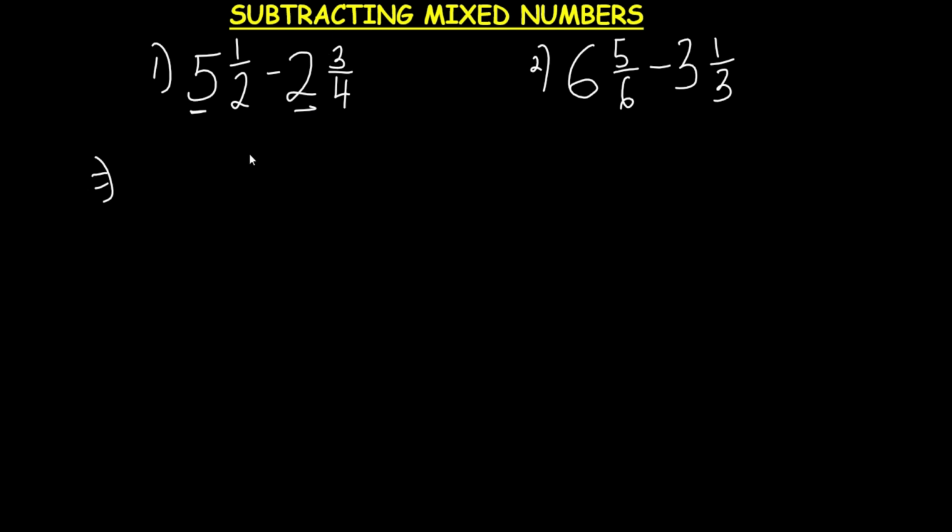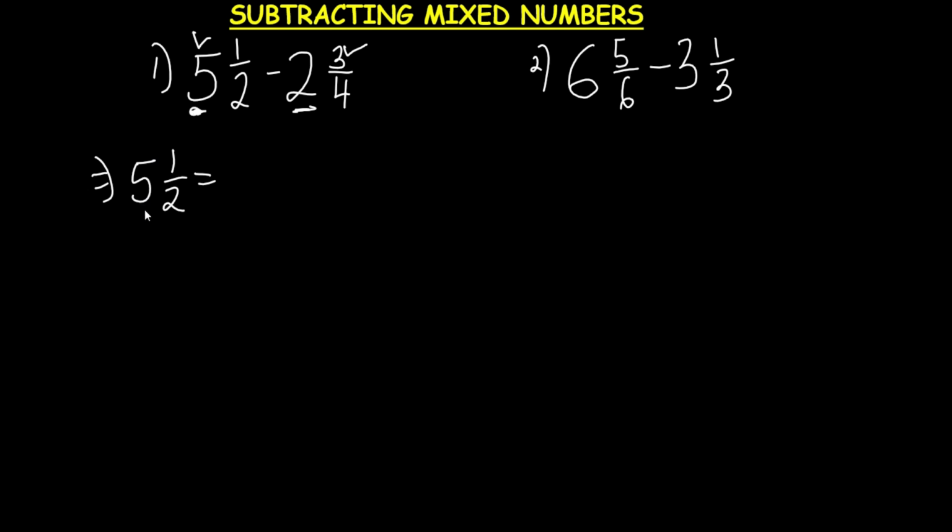A mixed number has two parts, the fraction part and also the whole number part. In the first question, we have 5 whole number 1 over 2 and 2 whole number 3 over 4. The 5 and the 2 are the whole number parts, and the 1 over 2 and the 3 over 4 are the fraction parts. The first thing we have to do is convert each of these to an improper fraction. So the first one, 5 whole number 1 over 2.